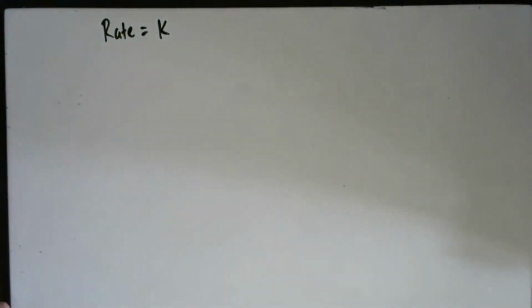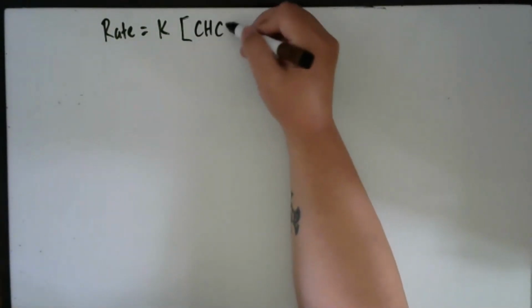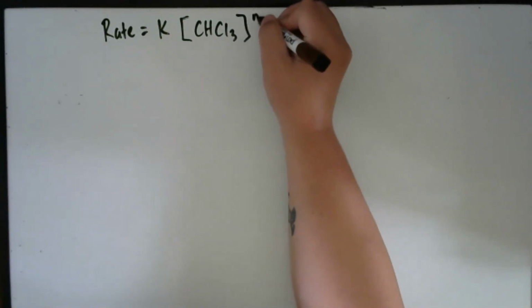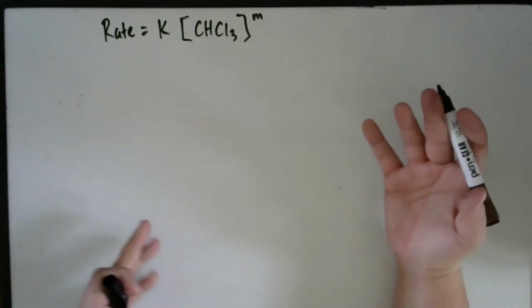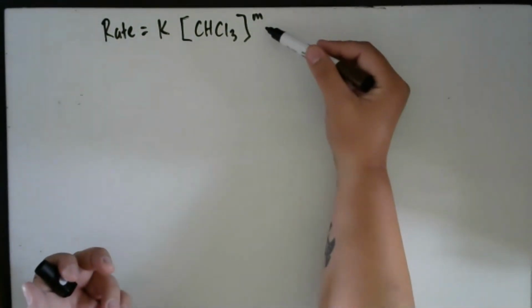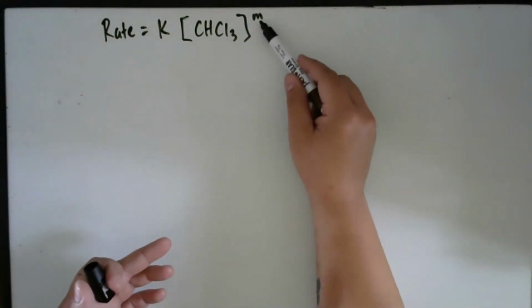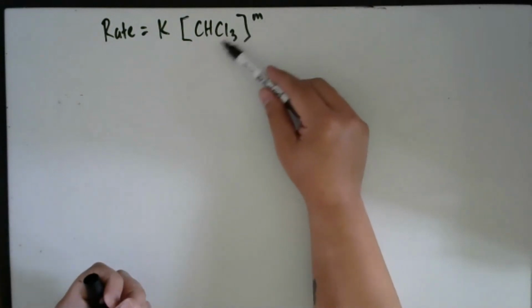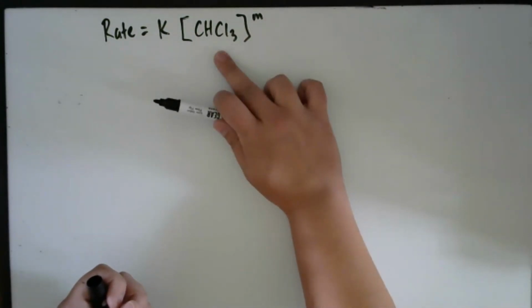So we can write out our generic format for the rate law first. Rate equals K times the concentration of CHCl3 raised to the M. And we're using M, N, and P here because that's what your lab book uses. You can use A, B, and C. It doesn't matter what letters you assign to these order values. The only thing that matters is that you're consistently associating the letter you assign to the CHCl3. You don't want to be switching it around and all of a sudden calling M the chlorine gas or something like that.